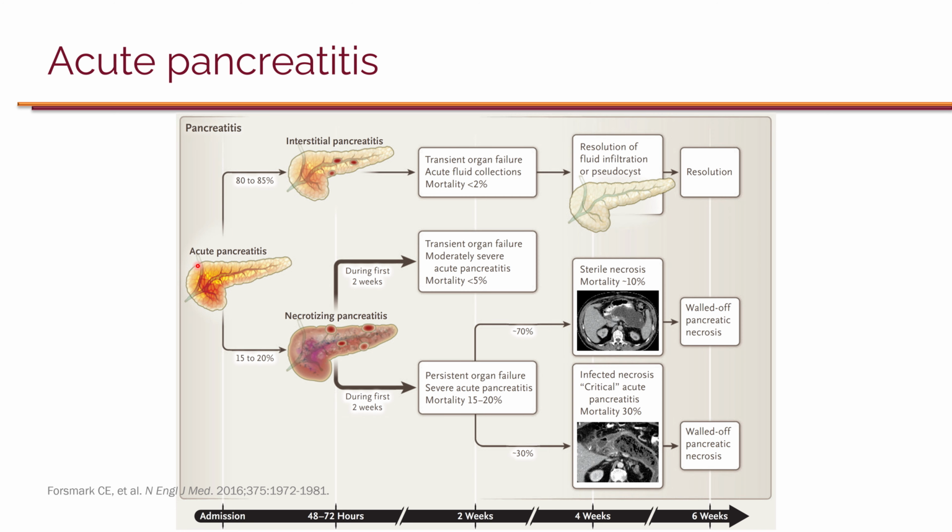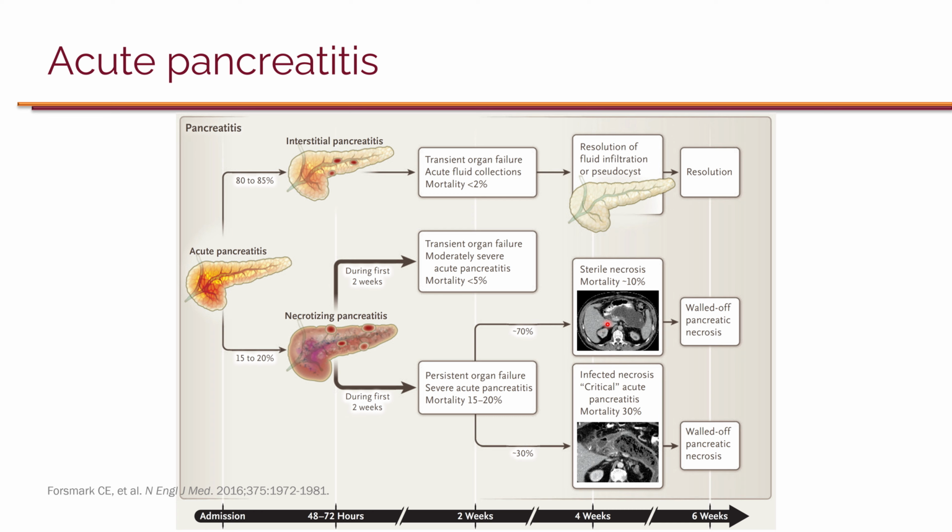Now let's take a look at pancreatitis. So acute pancreatitis, once somebody is hospitalized for that, 80 to 85% of cases are due to interstitial pancreatitis that do not require antibiotics. So with appropriate treatment of acute pancreatitis, patients will have resolution. The remaining 15 to 20% over the next couple of weeks will develop necrotizing pancreatitis, and again, about 70% of these patients will have sterile necrosis.